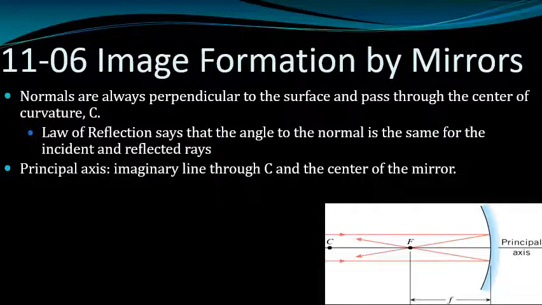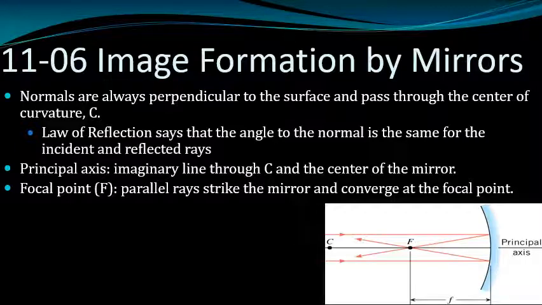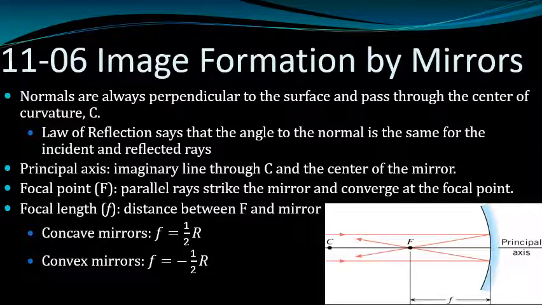The principal axis is an imaginary line through C and the center of the mirror. The focal point, F, is the place where parallel rays strike the mirror and converge onto that single point. The focal length is the distance between F and the mirror. So for a concave mirror, that would be 1/2 the radius of the mirror. R is the radius. The point would be C.